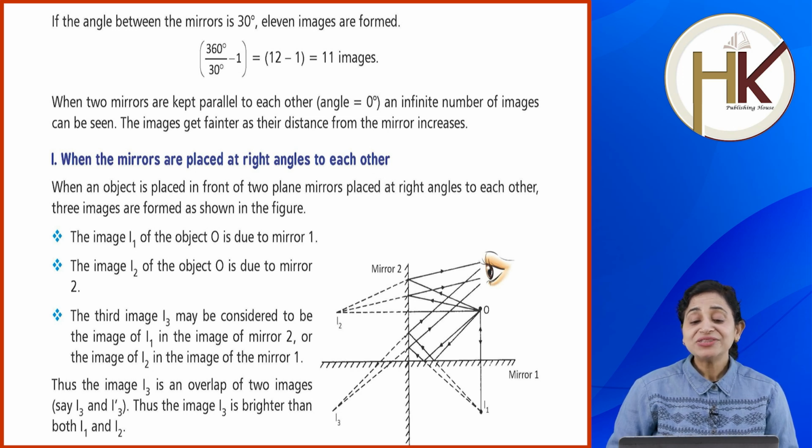The third image I3 may be considered to be the image of I1 in mirror 2, or the image of I2 in mirror 1. Thus, the image I3 is an overlap of two images, and so the image I3 is brighter than both I1 and I2.